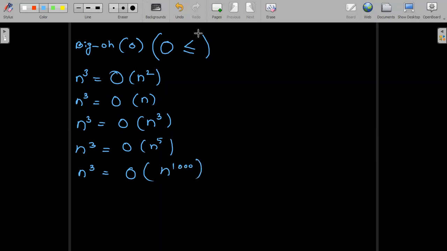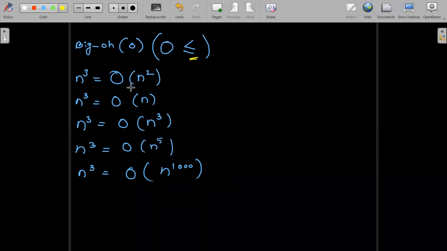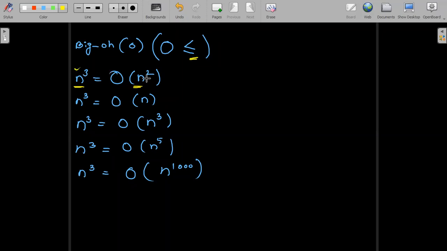Everybody please observe this. In this, to satisfy big O, the right side must be greater. Yes or not? I want to prove the right side is greater. In this, which is greater? Basically n cube is greater. Am I able to prove the right side is greater? No. That is the reason we cannot prove this one as a big O. Again here, the left side is greater, not the right side. So here also we cannot prove it.